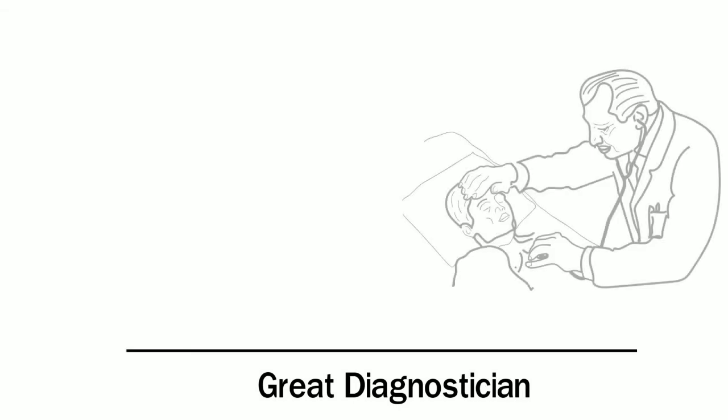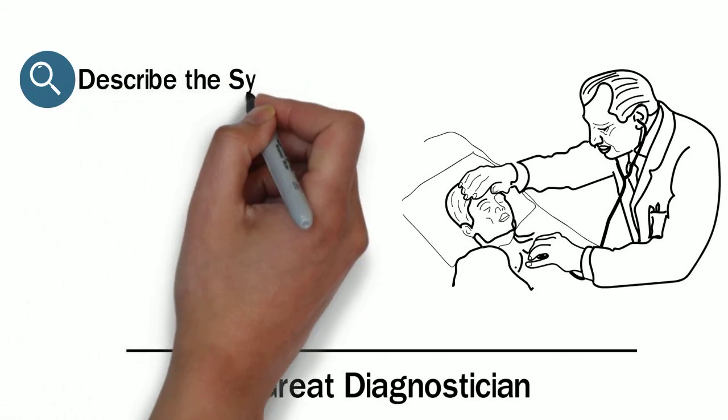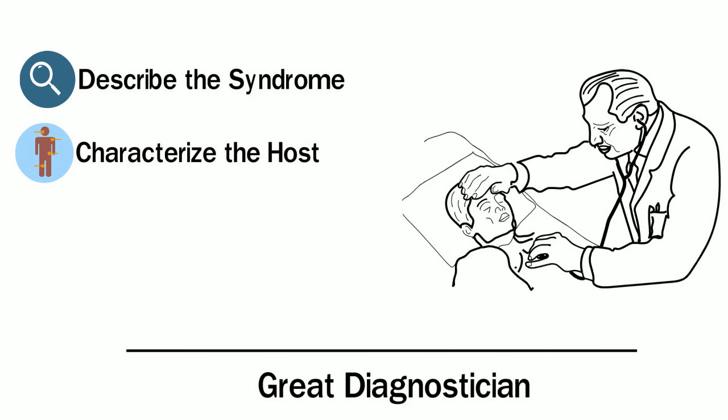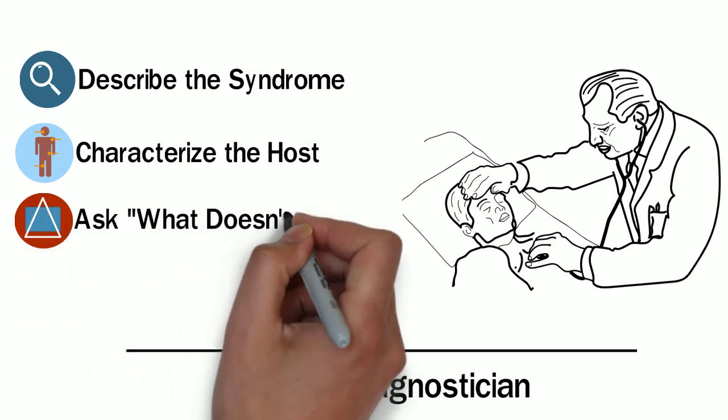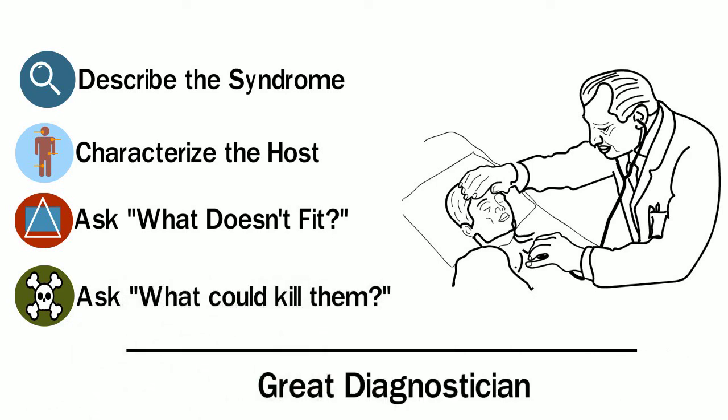So to review, in order to be a great diagnostician, there are 4 rules we should follow when considering a new diagnosis, and we considered these in the context of chest pain. Rule 1 was describe the syndrome. Rule 2, characterize the host. Rule 3, ask what doesn't fit. And Rule 4, ask what could kill them. If you entrain these habits now, it will help you ace your boards, and more importantly, will help you to be exceptional diagnosticians for your patients on the wards.